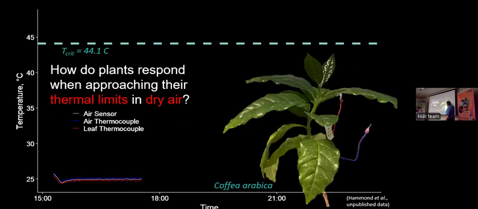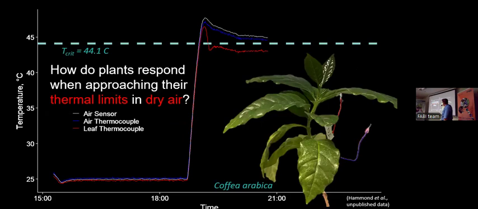These are thermocouples measuring the surface temperature of a Coffea arabica leaf. This is my favorite beverage. I had some this morning. And this blue line here is in the air. And we put these in the climate time machine and we take their temperature rapidly up past the critical temperature for this species at 44C.